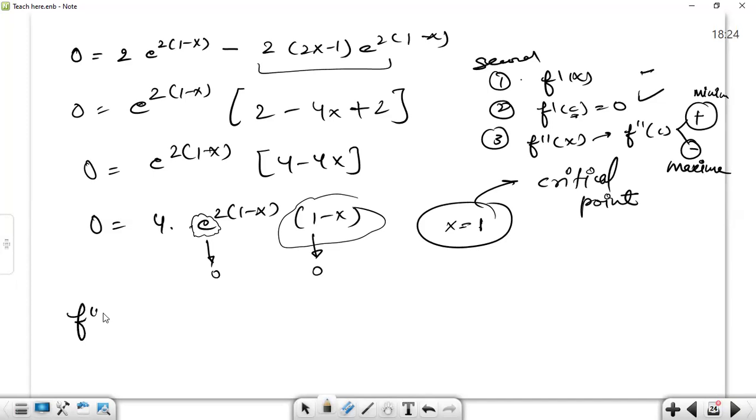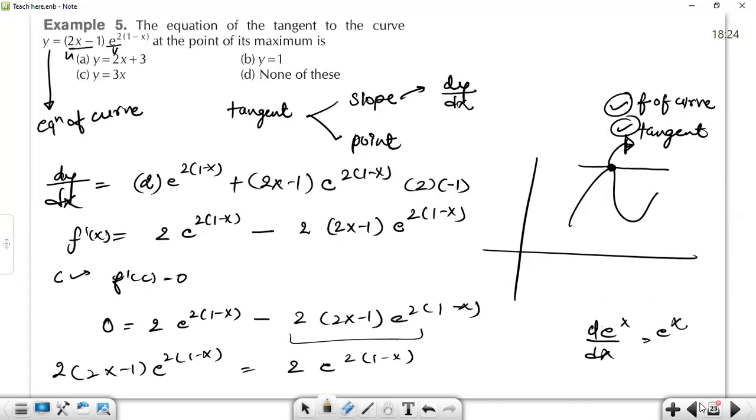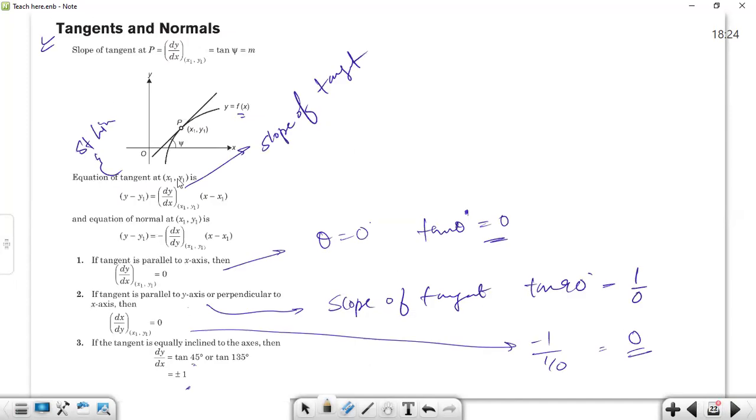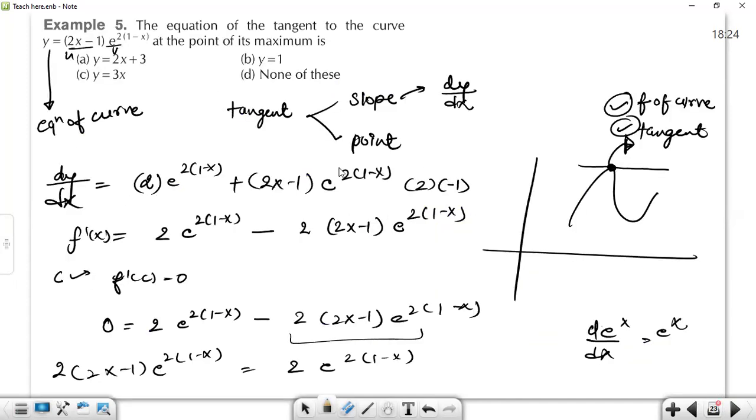Now let's double differentiate the function. What was f dash of x? F dash of x was this. So first, let's bring it.